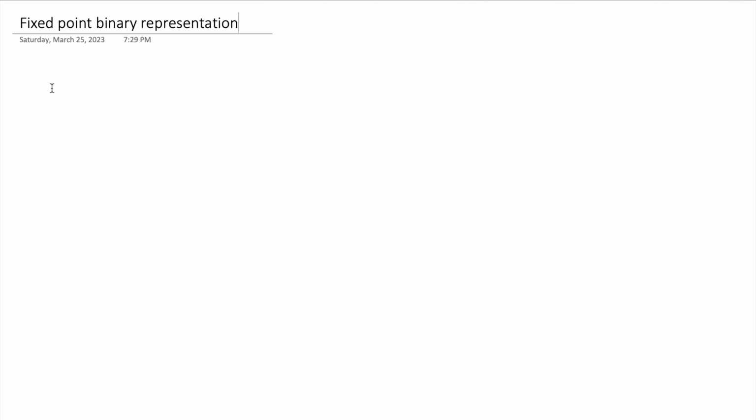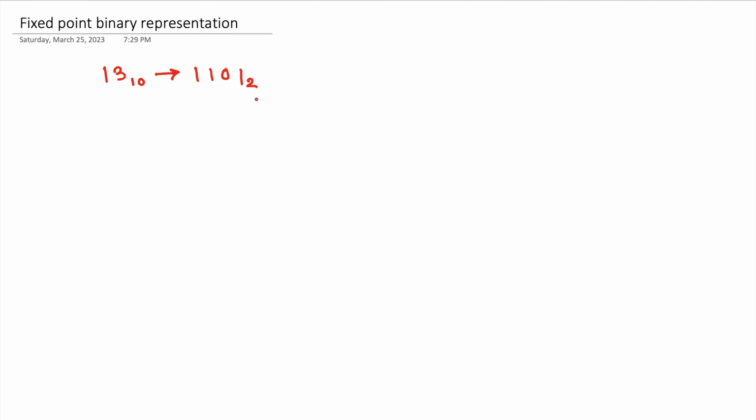Hey guys, today we'll talk about fixed point binary representation. Let's say we have an integer number 13. We know how we can represent this number 13 in binary format. This is 1101. Now we can easily verify how this binary number represents 13.